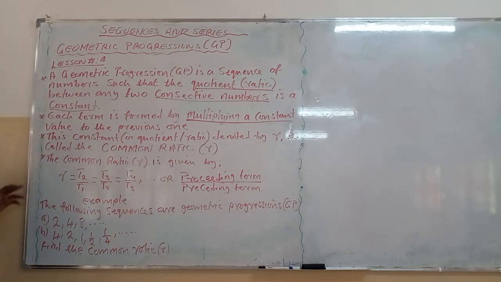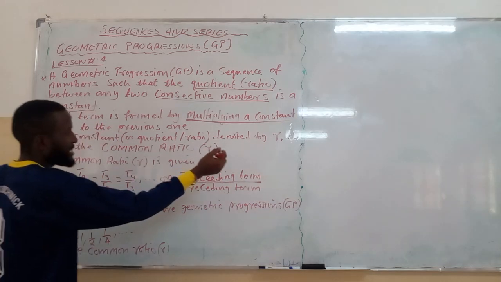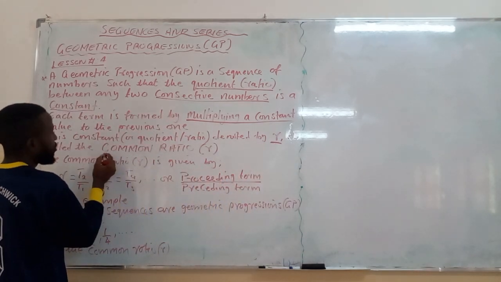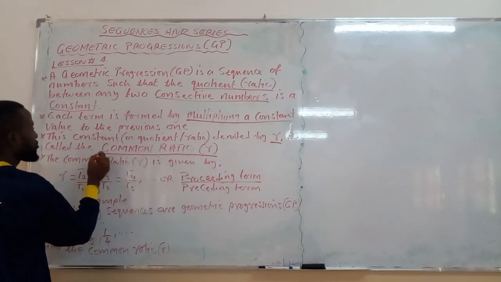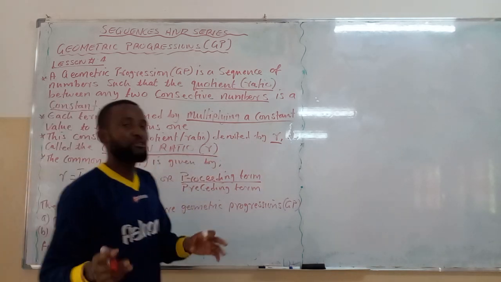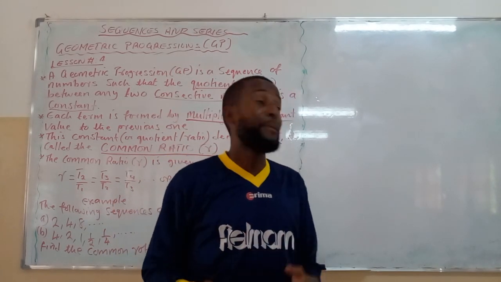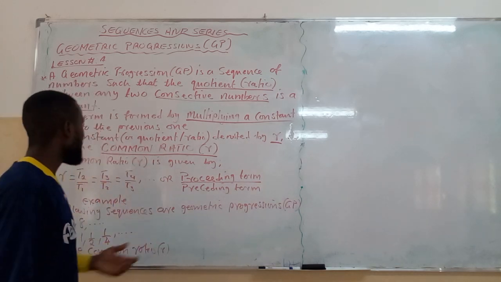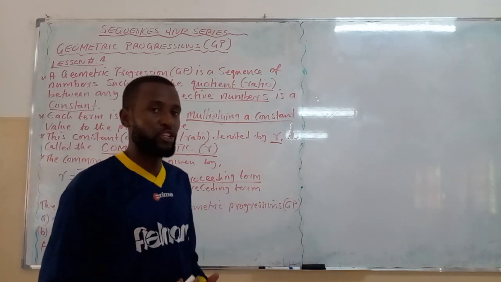And then they are simply saying again, this constant that we are talking about is denoted by small letter r, and this constant is called the common ratio. In arithmetic progression, it was called the common difference. Remember, common difference. But in geometric progression, it is called the common ratio. Okay, good. Now, how do I find the common ratio in geometric progression?